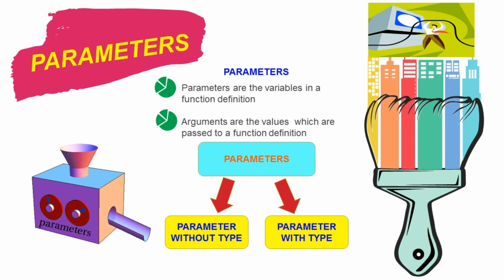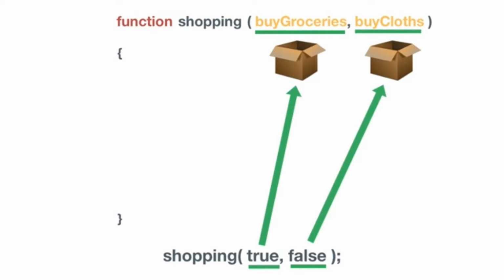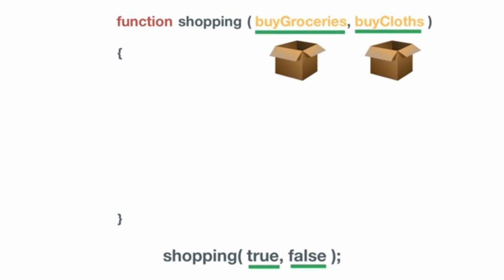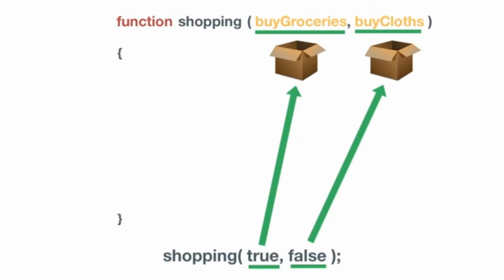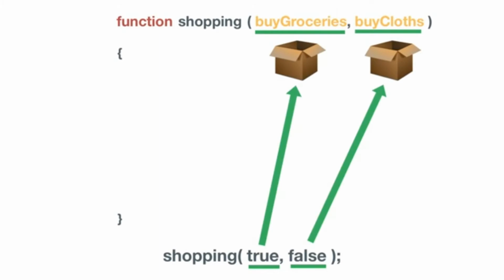So we are going to apply values for these variables. Let us see shopping, true or false. So here the values, true or false, are the arguments. So parameters are the variables in a function definition. Arguments are the values which are passed to a function definition. So here there are two types. The first one is parameter with type. The second one is parameter without type.